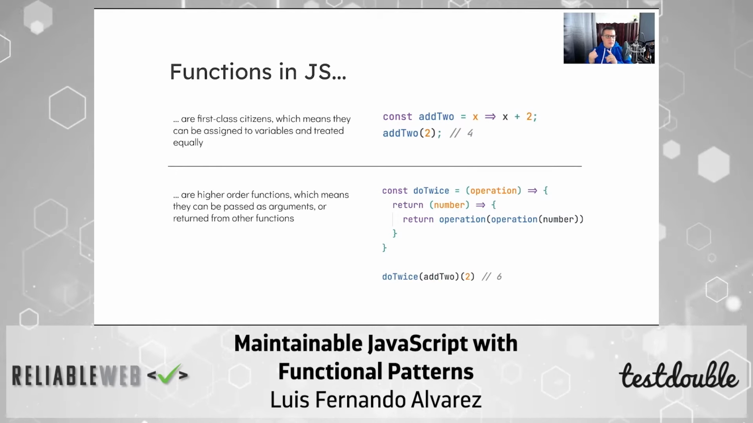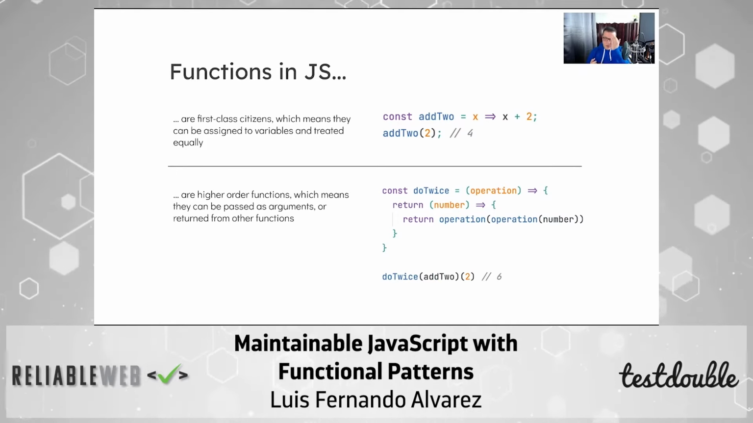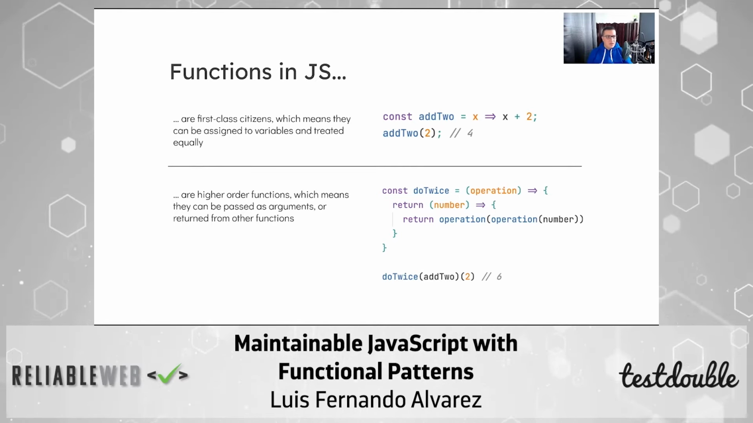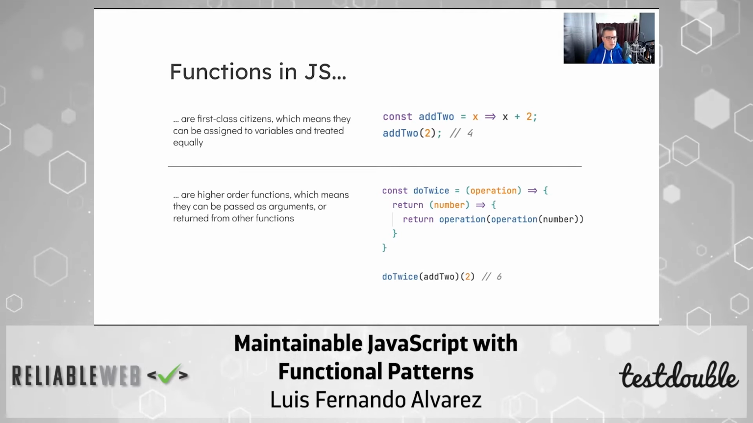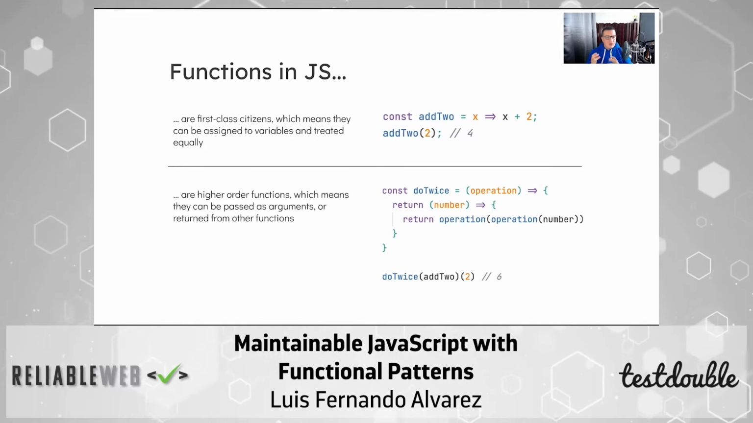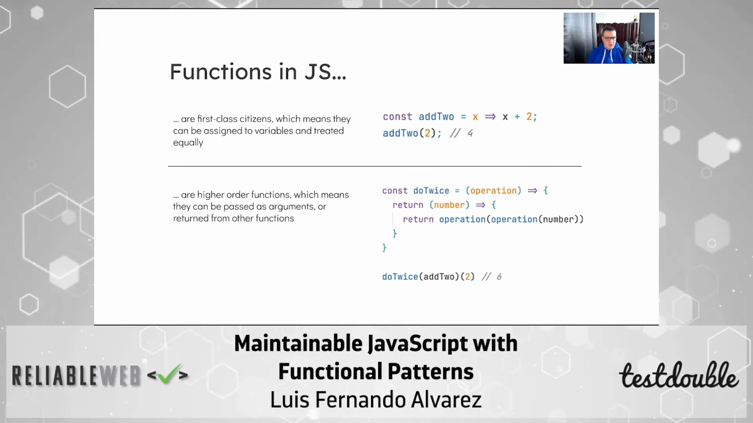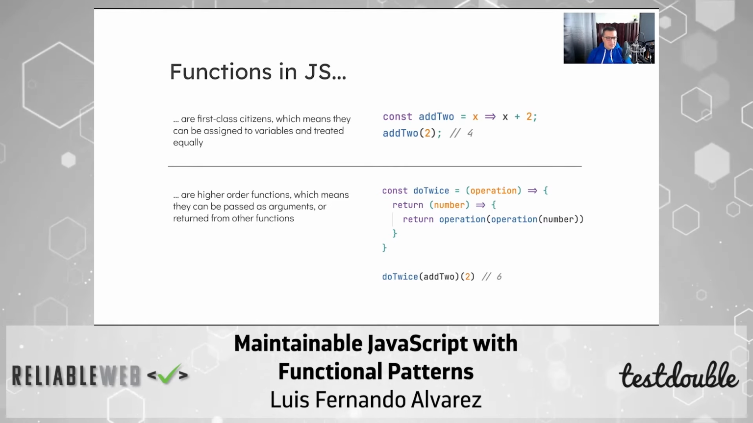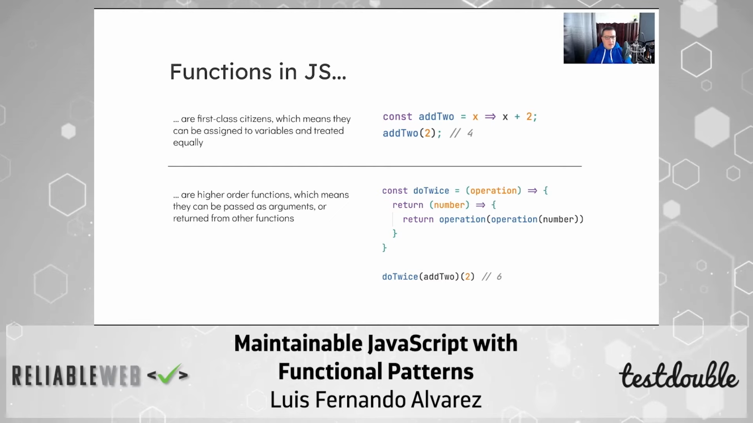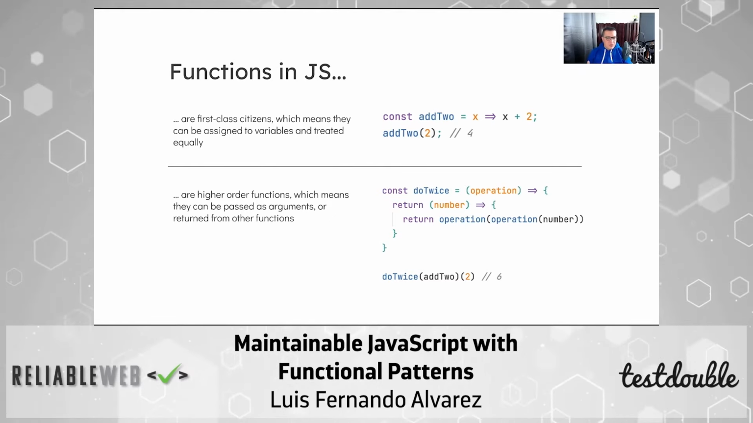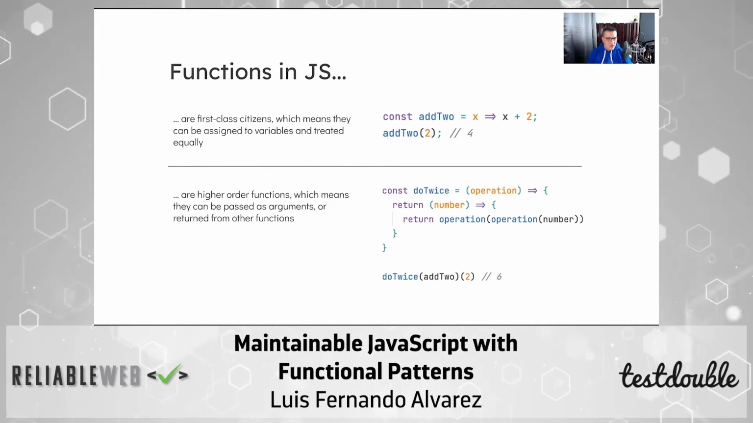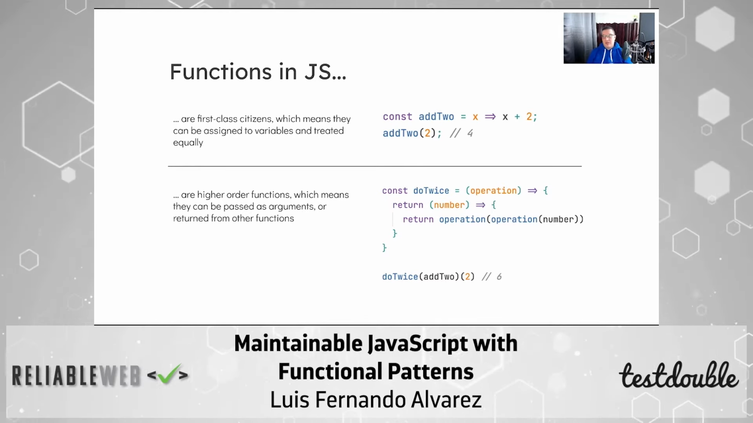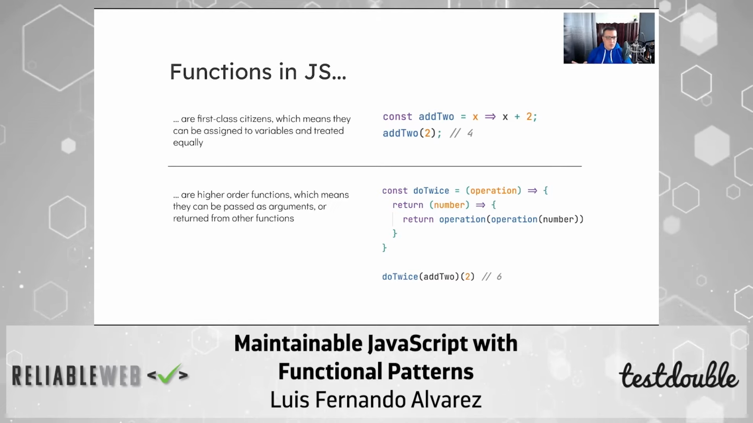So we've seen purity and we've seen immutability, right? Right now we are going to talk about functions in JS, and functional programming relies heavily on functions, as I told you. And there are two concepts that are key in functional programming. So functions have to be first-class citizens, and in JS they are. And this means they can be assigned to variables and treated equally as any other variable, right? They can be reassigned, they can be put into an array, or they can be put into an object, or whatever you want to do.